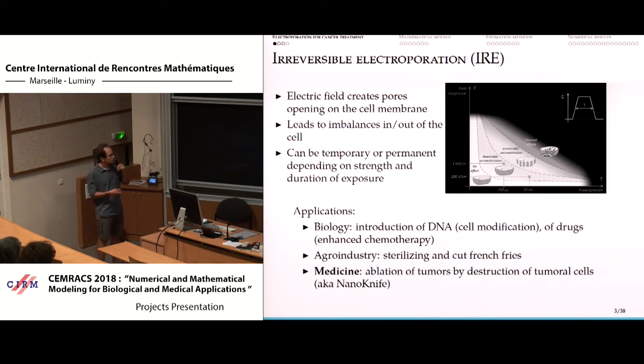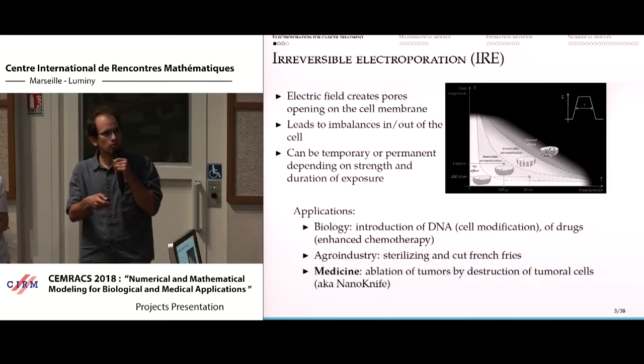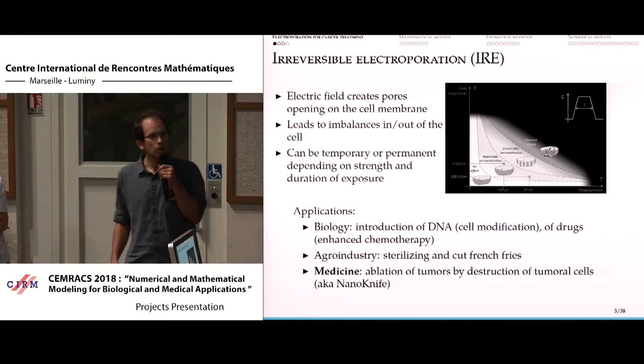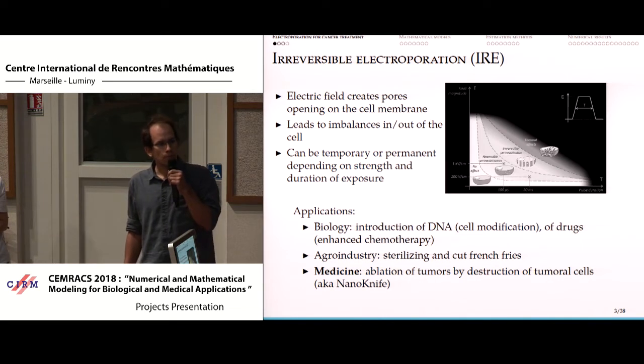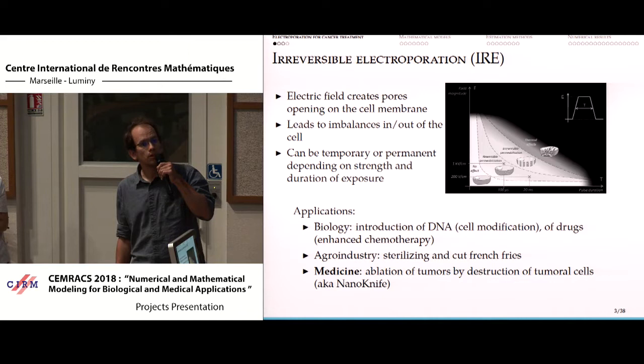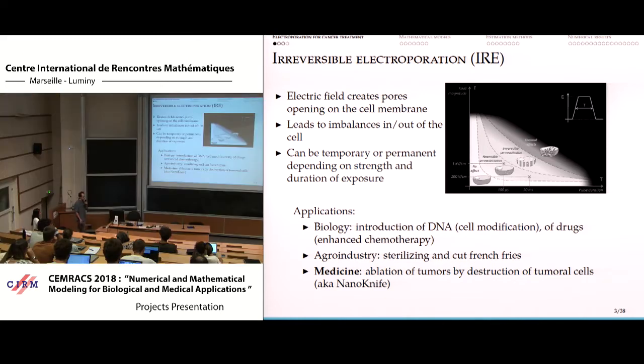What we are interested in, however, is irreversible electroporation in the context of medicine, where we talk about the nanoknife, where basically we use irreversible electroporation to kill tumoral cells.